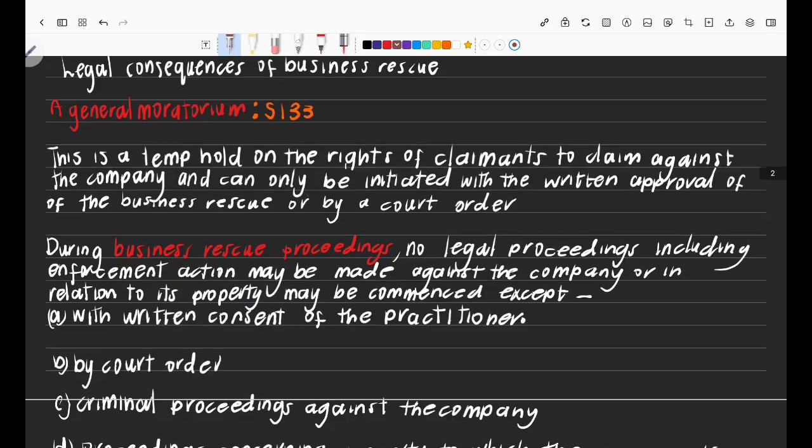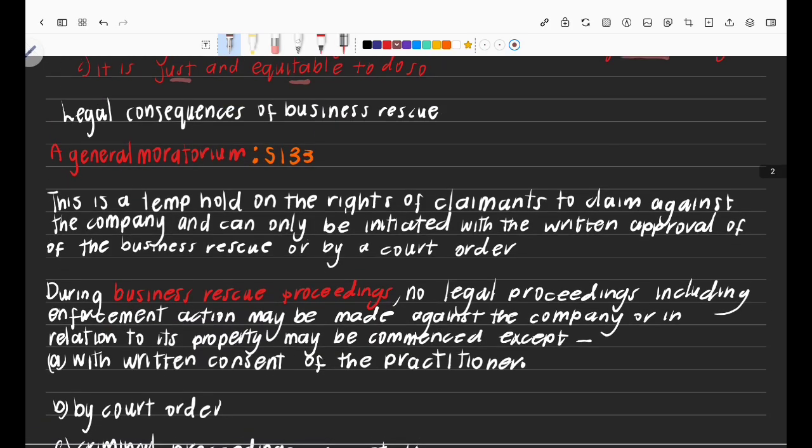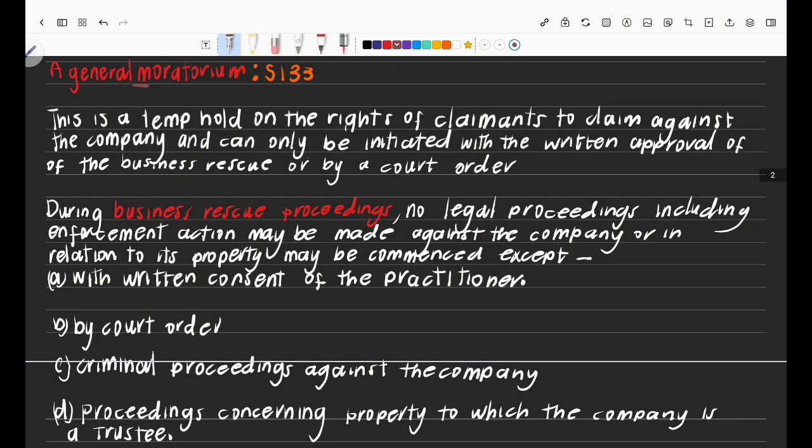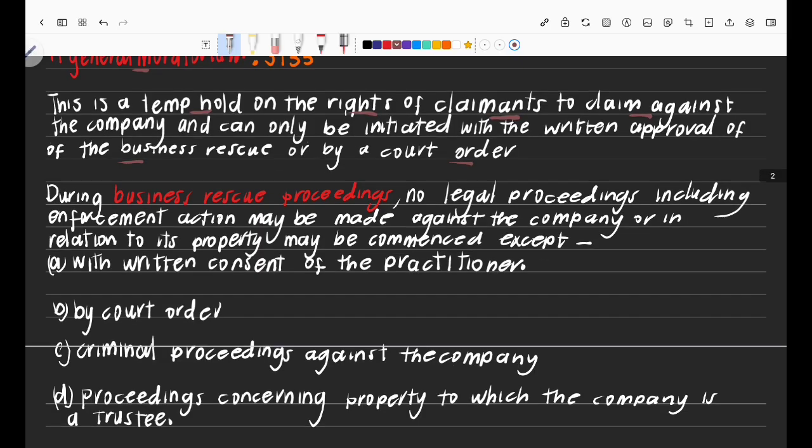And then Section 133 now tells us the first legal consequence of this business rescue plan coming into play. The first one that we look at under Section 133 is a general moratorium. We talked about this. We said this is a temporary hold on the rights of the claimants to claim against the company and can only be initiated with the written approval of the business rescue practitioner or by a court order. So if you want to claim from the company, you can claim by having written approval from the practitioner or by a court order.